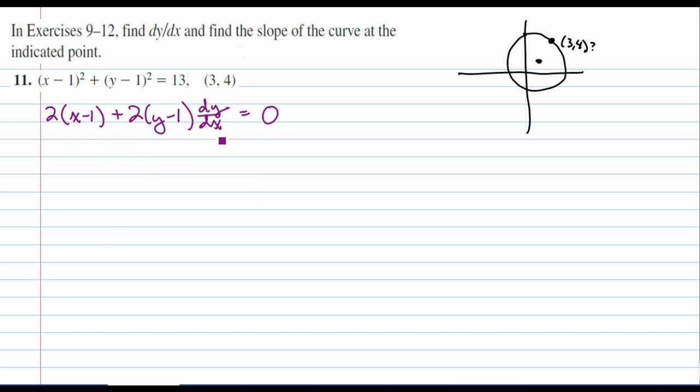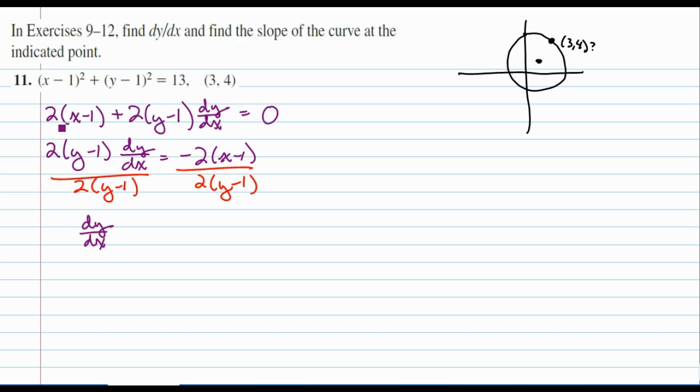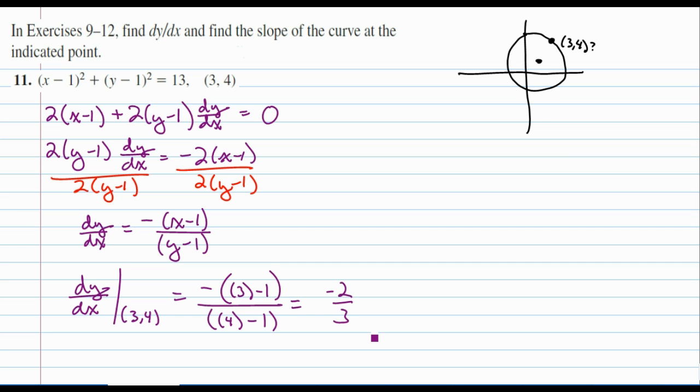Now I'll solve for dy/dx. So subtracting the quantity with x and then dividing by the quantity with y, I get negative (x minus 1) over (y minus 1), so that's dy/dx, I found that part. Now it's asking me to find the slope at (3, 4). So dy/dx evaluated at (3, 4) is negative 2/3, and if I drew a little tangent line there, it definitely does have a negative slope. Negative 2/3 seems reasonable. But again, I can make the equation of the tangent line and graph it to check for sure.